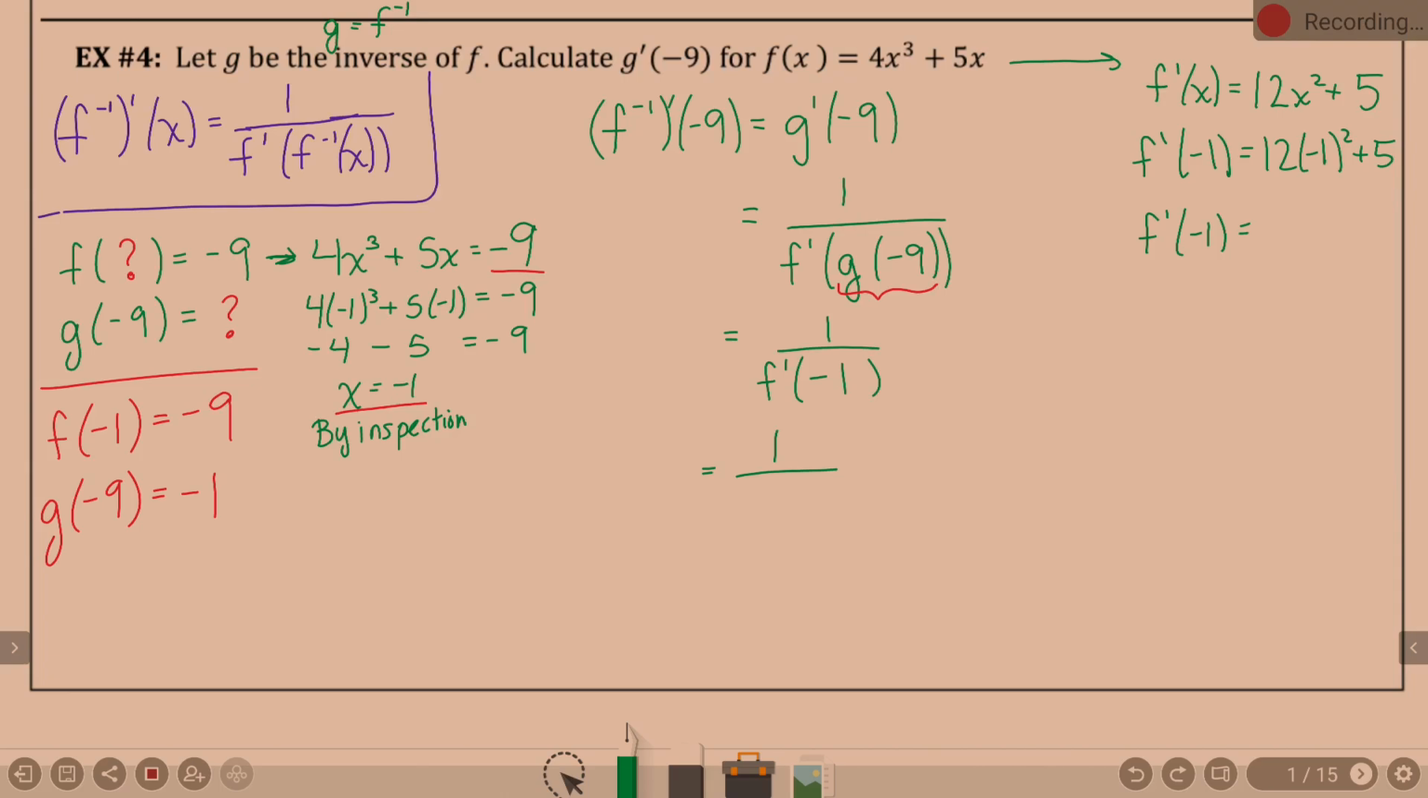Twelve times -1 squared plus 5 becomes 17. So we have an answer of 1/17.